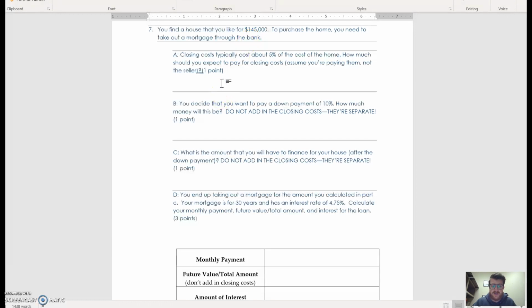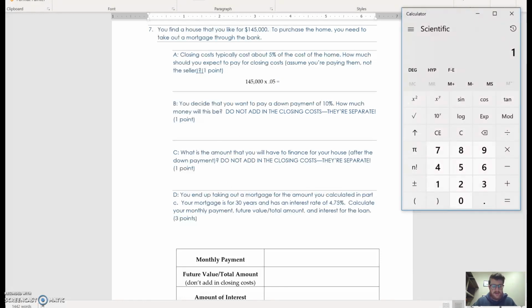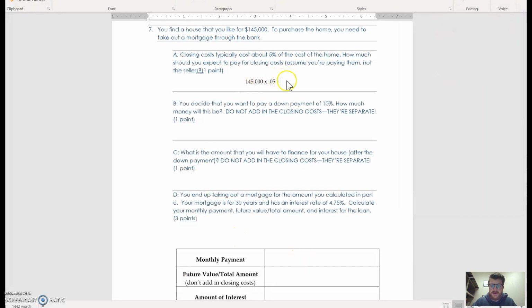And to find a percentage of a number, we're looking for the part, right? So you're multiplying. So 145,000 times 0.05. What does that work out to be? 7,250.